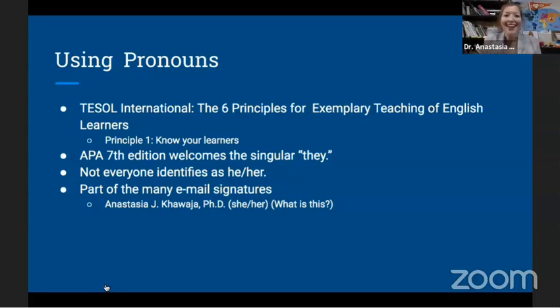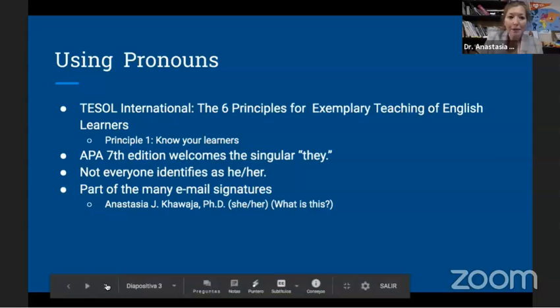In addition, as Robin mentioned, there is a they, and the APA 7th edition, as well as other style books, have recognized and welcomed the singular they. So gone are the days of having to write he or his or her or what have you. And also not everyone identifies as a he or her. And of course, now, as you might see from companies and different universities, it's now part of many email signatures. In fact, mine has my she, her, and it also has a link, what is this? So people can click on the link and understand why people are identifying their pronouns.